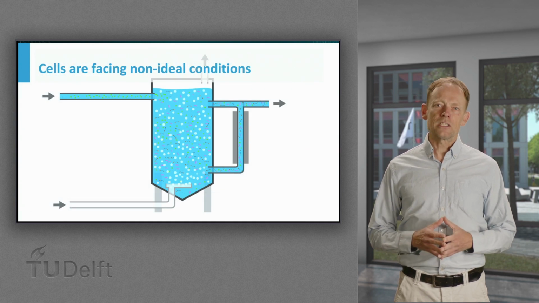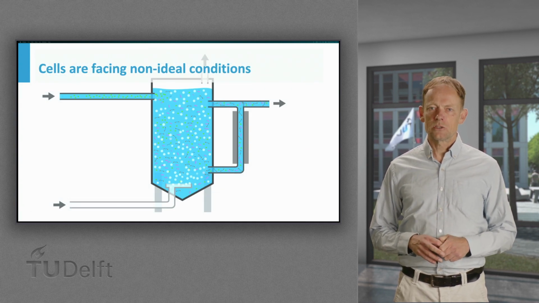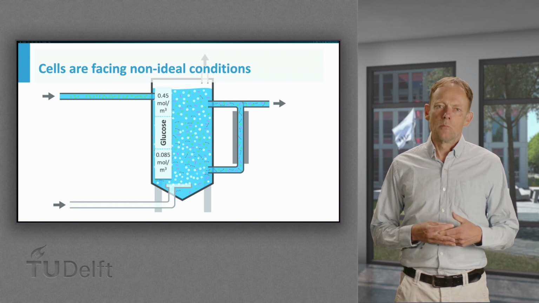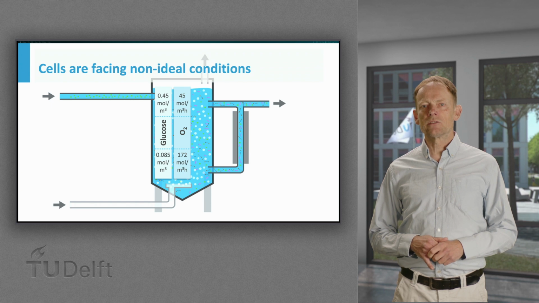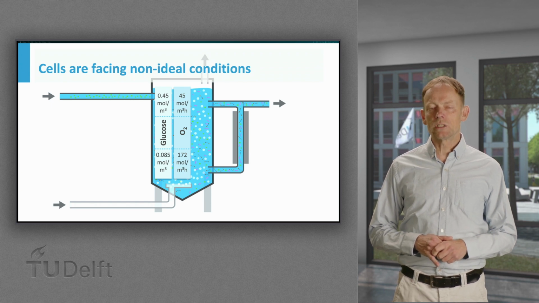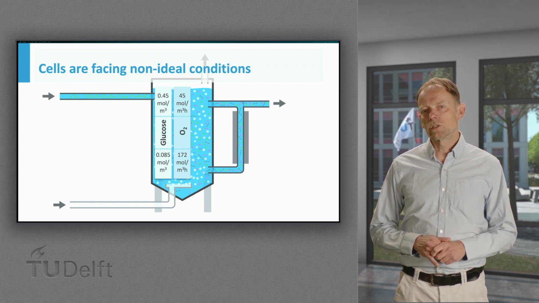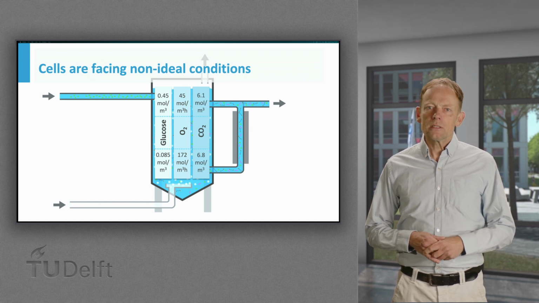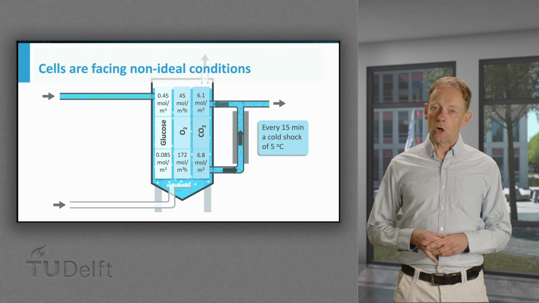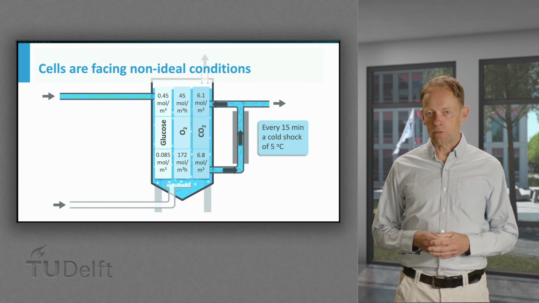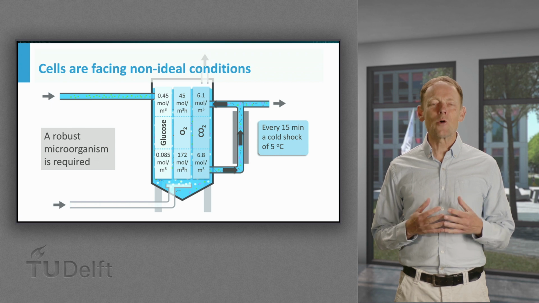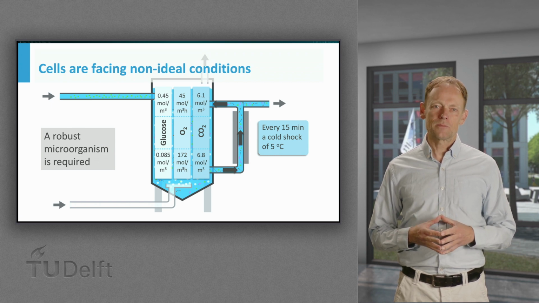Cells thus are facing non-ideal conditions, such as steep glucose concentration gradients, moderate oxygen transfer rate gradients resulting in local oxygen depletion, and usually mild CO2 concentration gradients. Further, cells may undergo cold shocks of 5 degrees centigrade every 10 or 20 minutes. It is clear we need robust organisms.